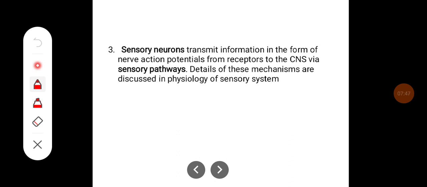The sensory neurons transmit information in the form of nerve action potentials from receptors to the central nervous system via sensory pathways. Details of these mechanisms will be discussed in the sensory system.